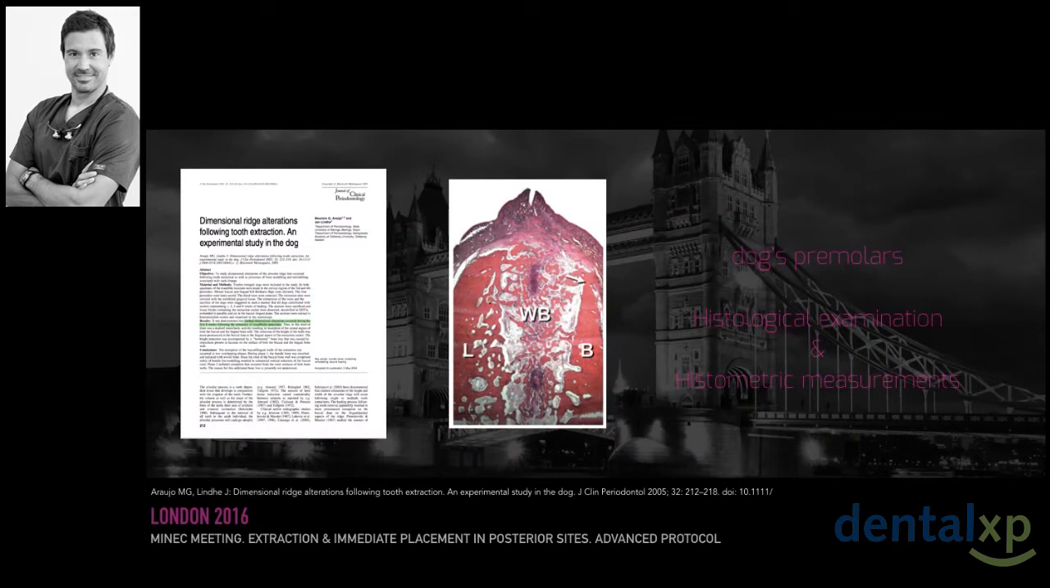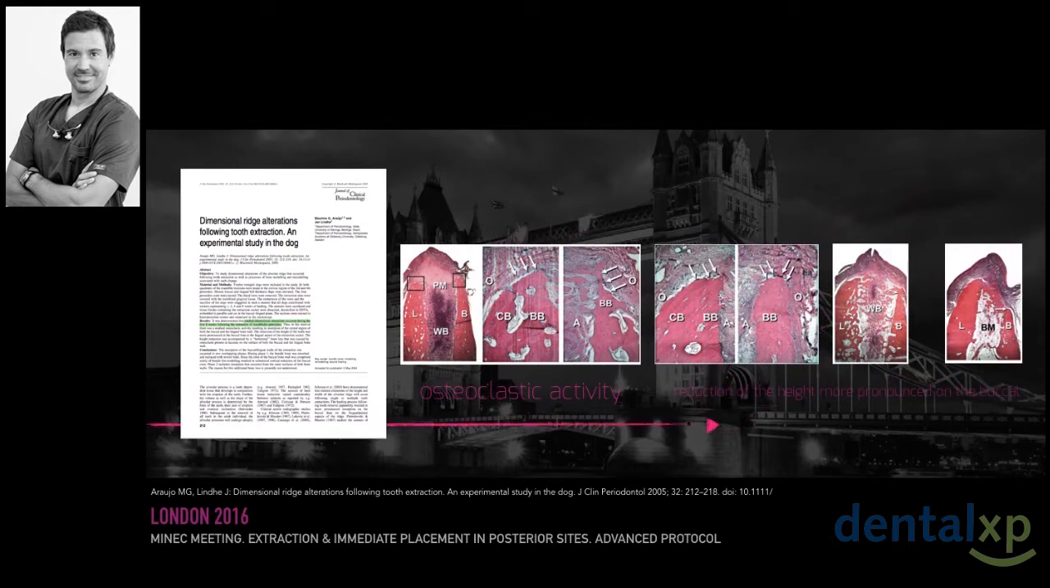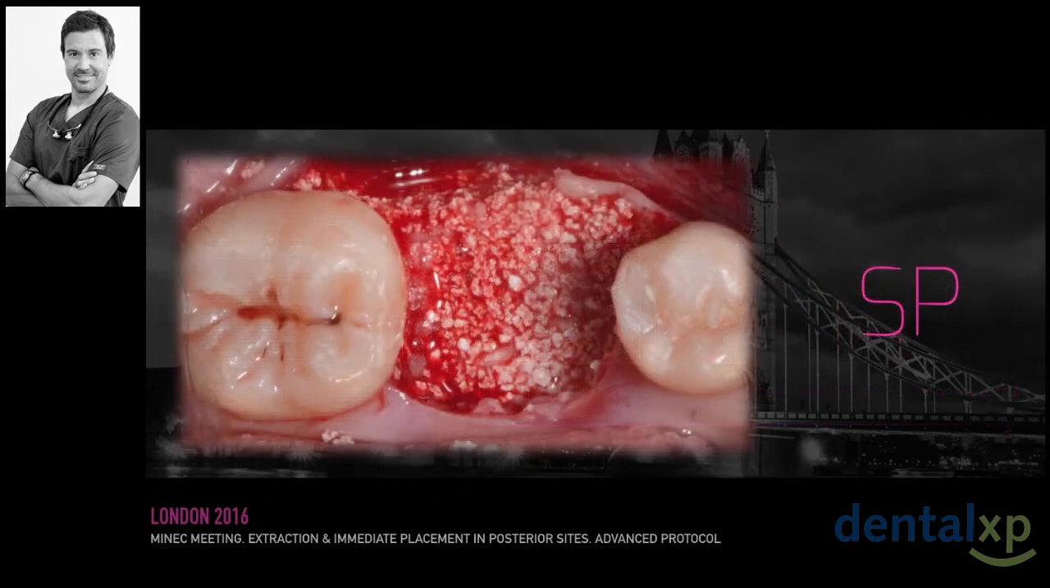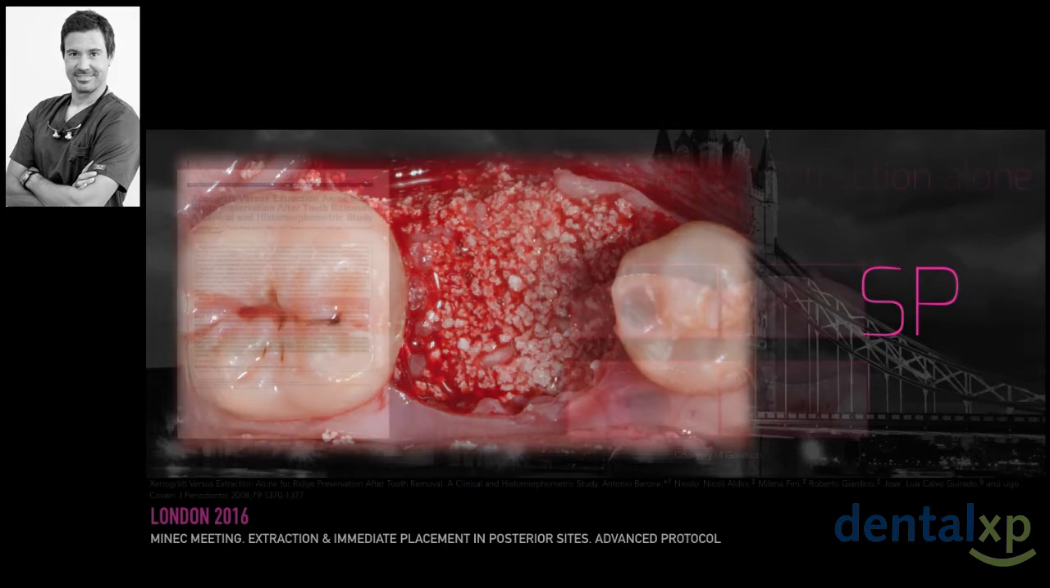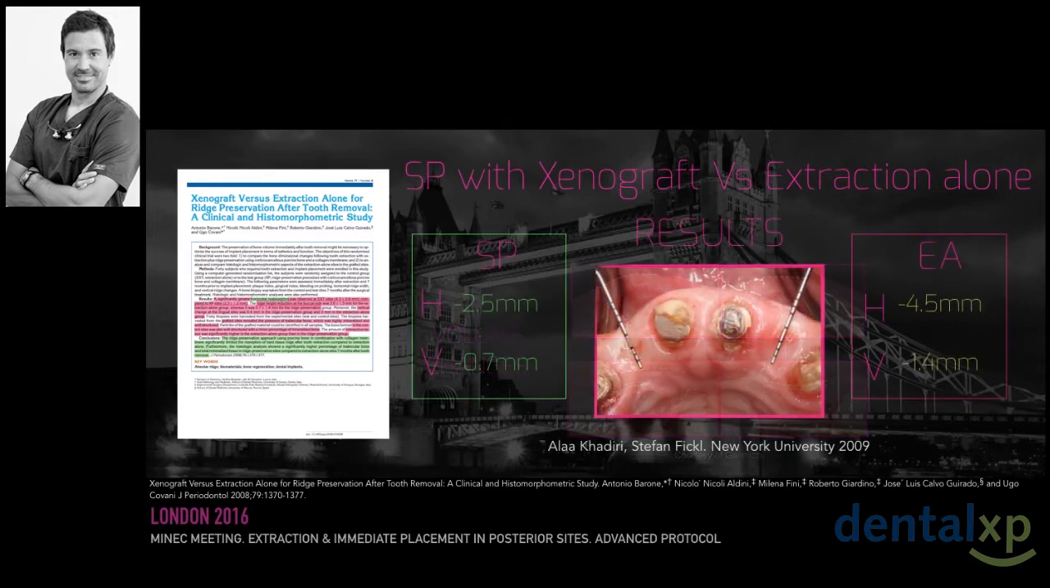But what is the biologic pattern of bone loss? Araujo and Lindhe in 2005 showed in a dog study that after 8 weeks of a tooth extraction, there was a huge osteoclastic activity, especially on the buccal wall, which caused a more pronounced bone loss than in the lingual wall. So socket preservation was considered the best and most predictable treatment option in order to avoid that buccolingual collapse after those studies. Antonio Barone in 2008 compared socket preservation with xenograft and extraction alone, and the results didn't show zero collapse in the socket preservation group, but a significant difference with the extraction alone group.